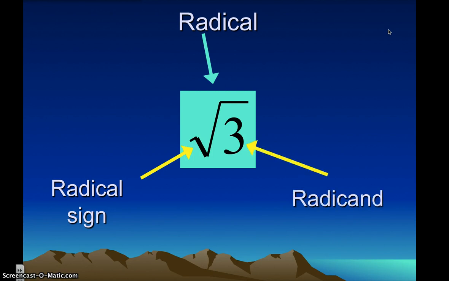Okay, so make sure you write those terminology down. The radicand is whatever is underneath, the radical is the whole thing, and then your radical sign is just that symbol that we draw. So if you ever hear me refer to any of those three different things, make sure that you know what each of those means so that you understand what we're talking about in class.